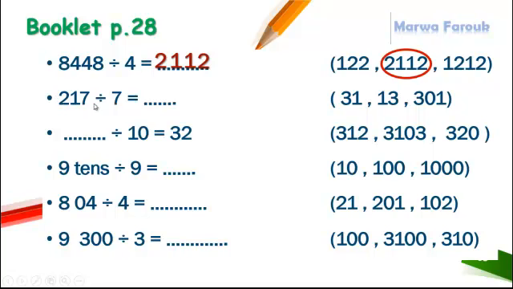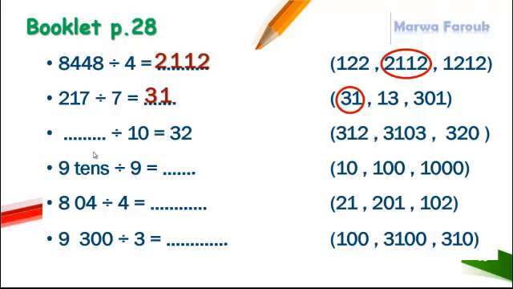217 divided by 7, starting from 7? No, we will start from the left. 2 divided by 7 can't be, so we are going to take 21. 21 divided by 7 equal 3, and 7 divided by 7 equal 1, so we got 31. Put a circle around 31.